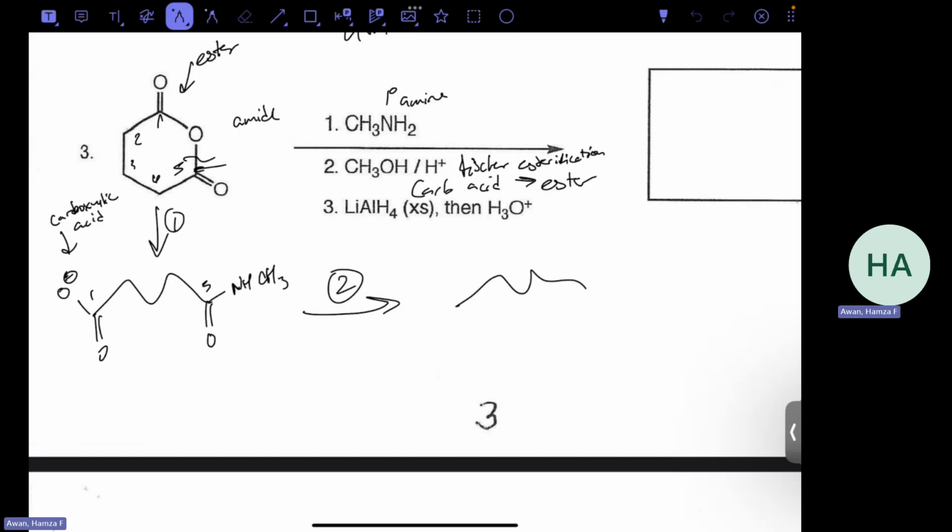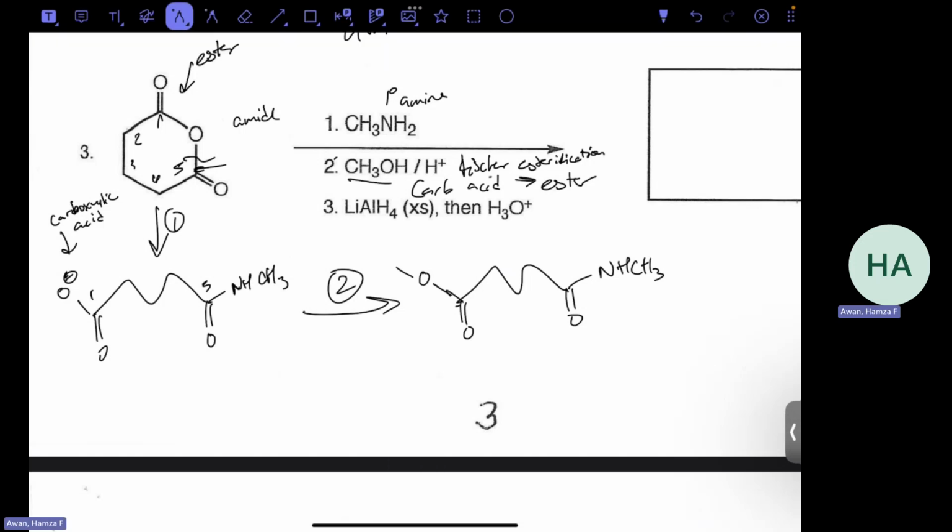wow, that was bad. This is NHCH3 still, and now we have our ester. Remember, for Fischer esterification, we're adding this compound here. If it's 10 carbons long, then we're adding 10 carbons. If it's 1 carbon long, we're adding 1 carbon. So we have our CH3O. So this is going to be our O, and then we'll add our CH3 right there.